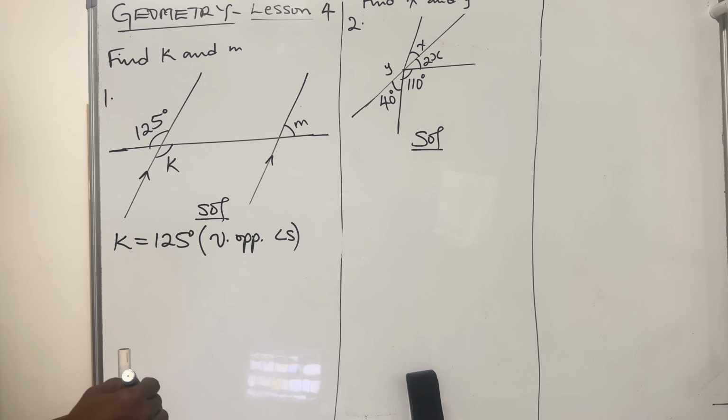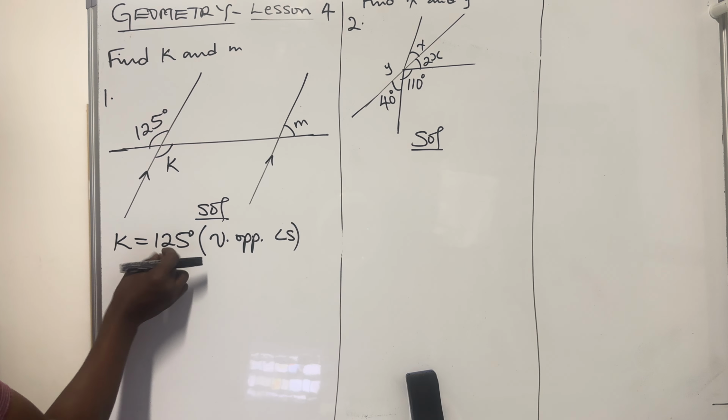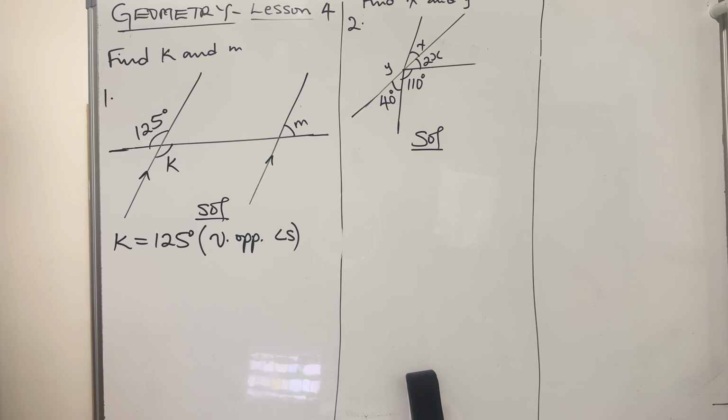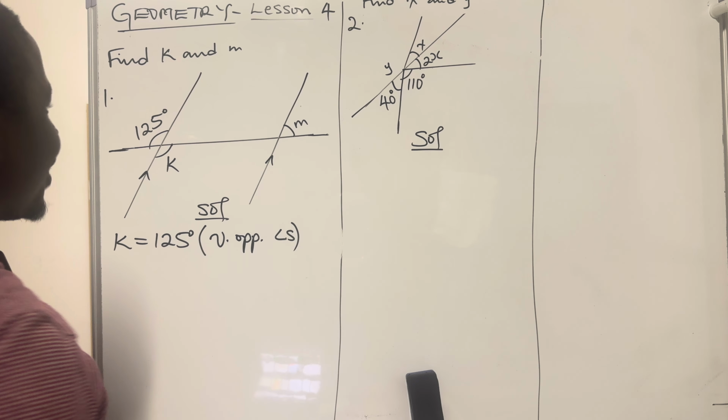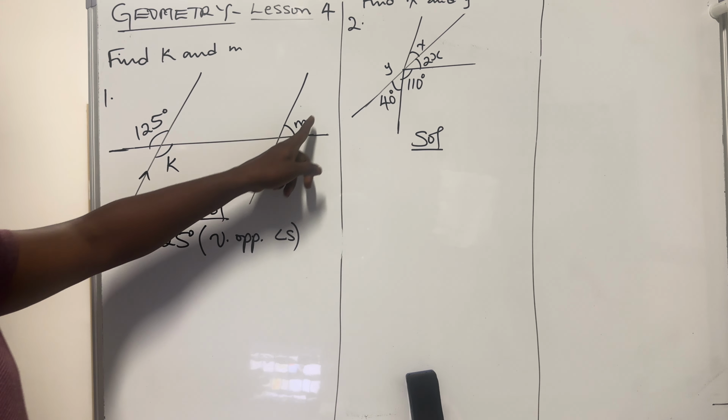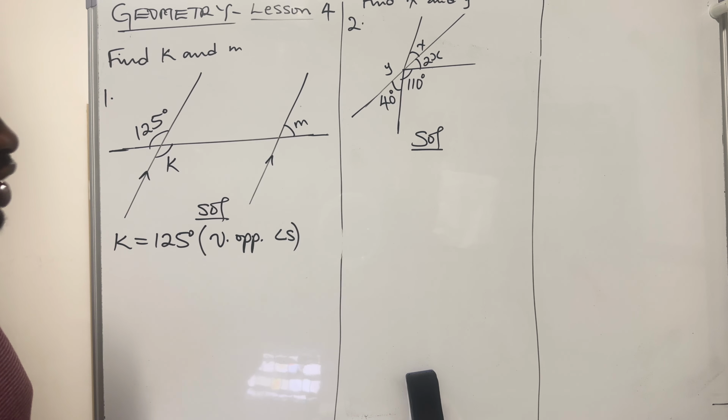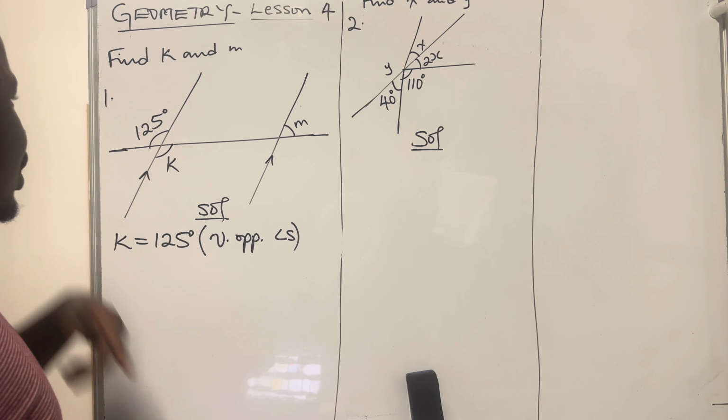If you don't indicate the reason, according to geometry, you don't deserve the mark. Why? Because we also have alternate angles that are equal. So if you say this is equal to this, what is the reason? We need the reason. Okay. Now, we also want to find M. What is the relationship between M and K? What is the relationship between M and 125?